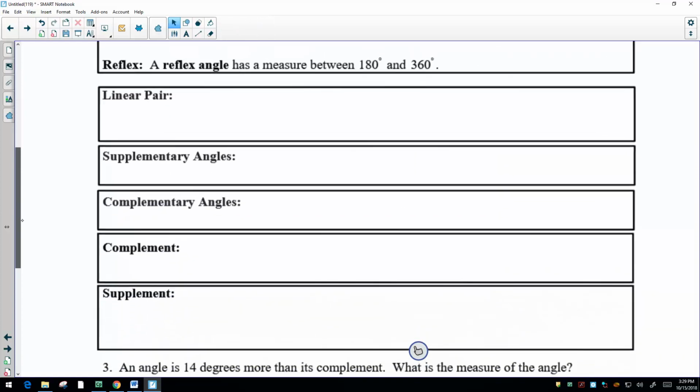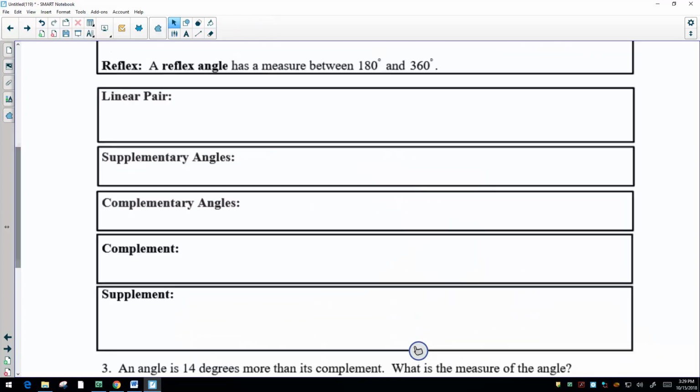A linear pair, maybe something that's a little bit new, is, so we're going to define a linear pair to say two adjacent angles on a line.